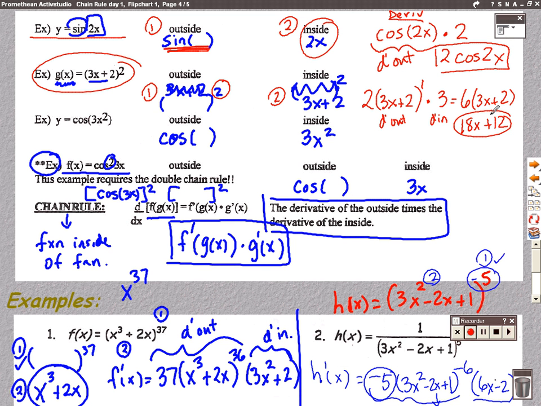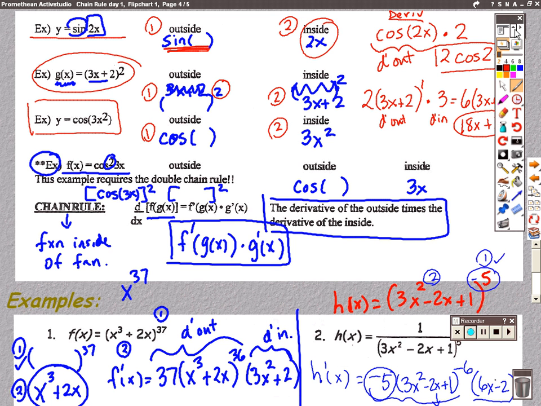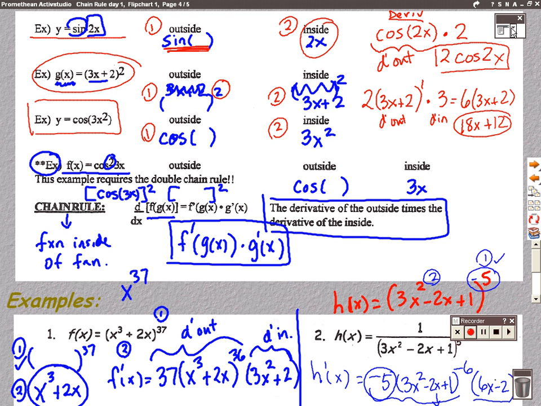Let's go ahead and take a look at this last problem here. We've identified the outside function as cosine, so that's our number 1, and we've identified the inside function as 3x squared. That's our number 2. I'm going to change colors here so we don't confuse with what we've already written. And let's do this. Alright, the derivative of the outside, again, the derivative of cosine is negative sine of the angle, and the angle is the inside function that just comes along for the ride in that step. That's the derivative of the outside.